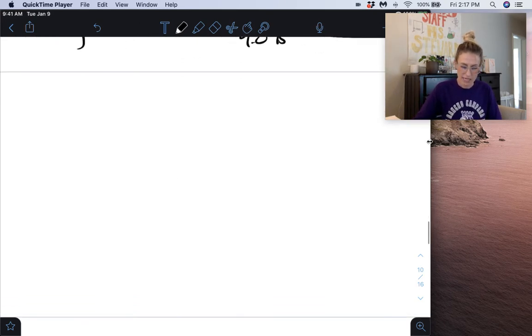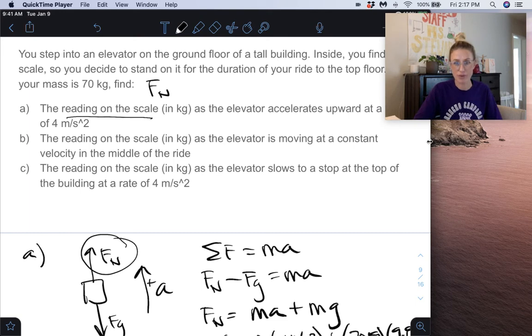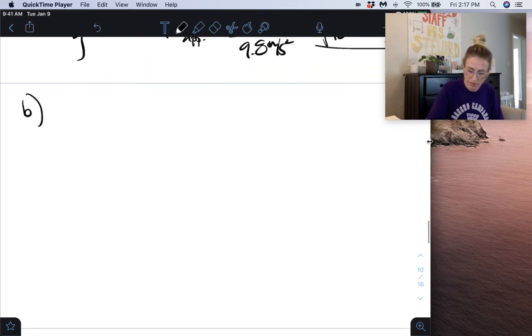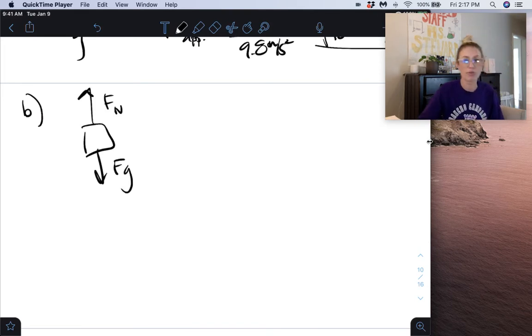Now for part B, we want to know the scale reading as the elevator is moving at a constant velocity in the middle of the ride. Now, we don't even really have to do a calculation for this one. If we draw a free body diagram, again, it's going to be the same free body diagram: force of gravity down, normal force up.